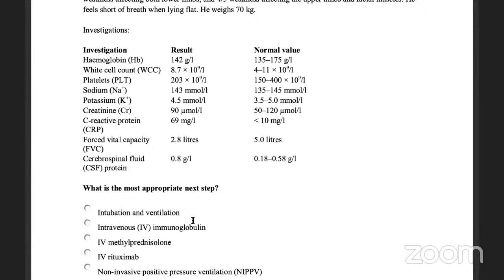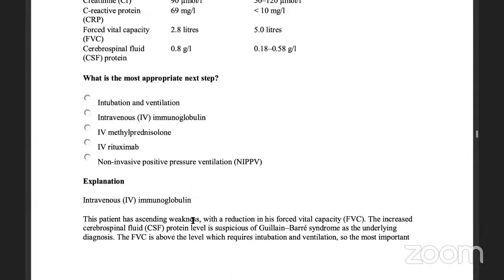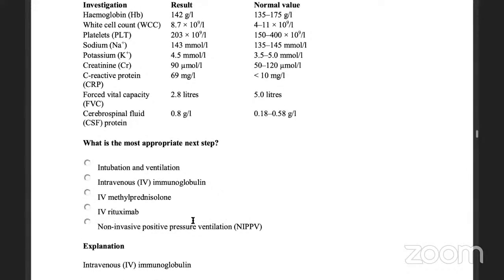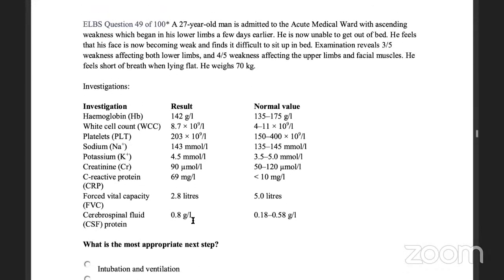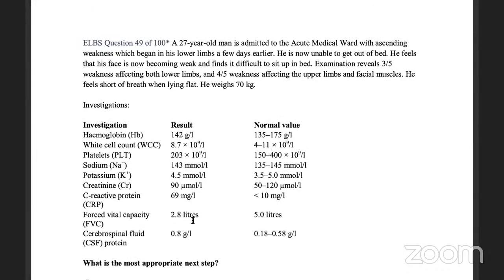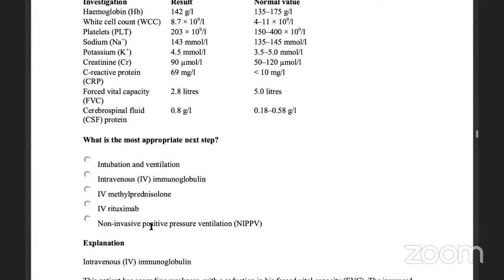Immunoglobulin, IVIG. But the main problem is FVC; I think they missed it, because 2.8 liters is too high for that clinical scenario. No, actually, they are giving this for ventilation. If it is less than 1.5, we can consider intubation and ventilation; more than 2, then medication.